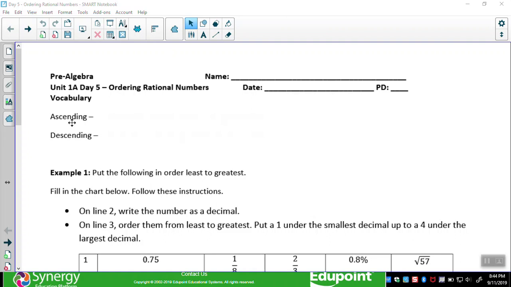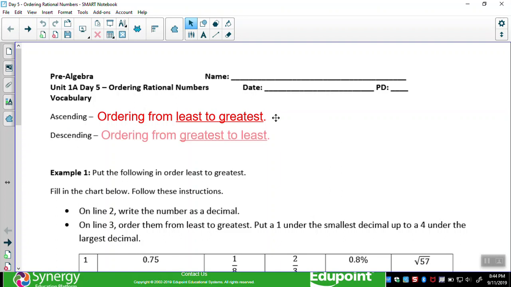So let's start with ascending. Ascending means that we're going to order from least to greatest. Descending means that we're going to order from greatest to least.